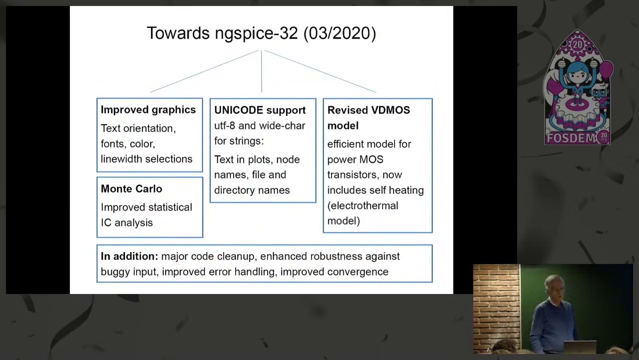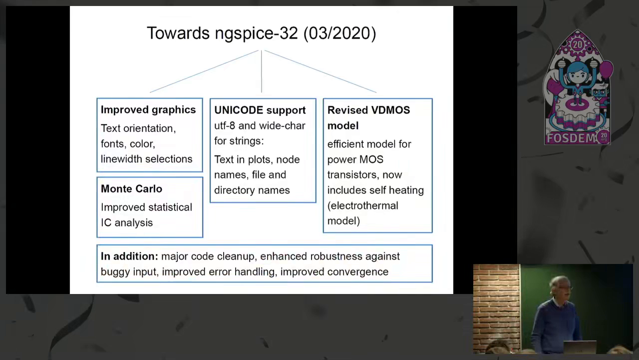Okay, so what is the status, or what are we doing right now? We are working towards ngspice 32, which should be available hopefully in March. As you see from the things we are doing, there is no revolution going on. It's a lot of evolutionary development. Improved graphics for the output, both on Windows and on Linux. We want to add Unicode support, so that we use UTF-8 strings and wide char strings on Windows, and that we can use Korean and Chinese and Russian and other languages for texts for plots, node names, file names, directory names.